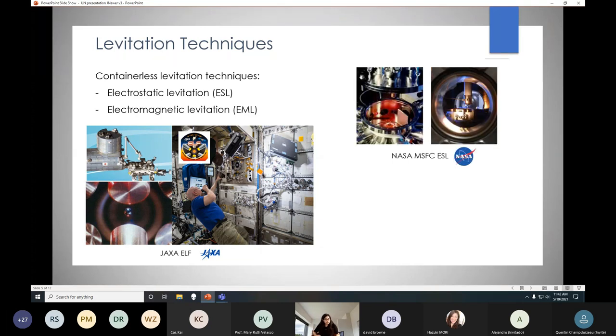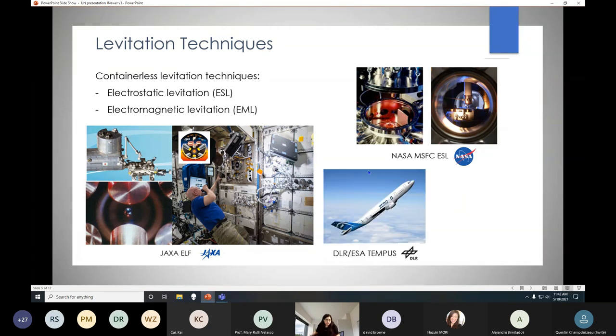The next facility that we utilize is the NASA Marshall Space Flight ESL facility, which is in Huntsville, Alabama. You can see the chamber from the front here, and the chamber is opened up during maintenance on the left. Both of these facilities offer processing of metals, semiconductors, and oxides. The JAXA-ELF was initially built to process oxides in space, and we just conducted our first test in metals in JAXA-ELF during our ELF testing.